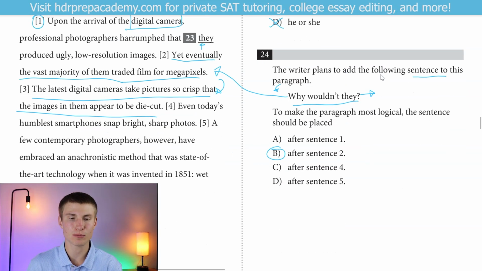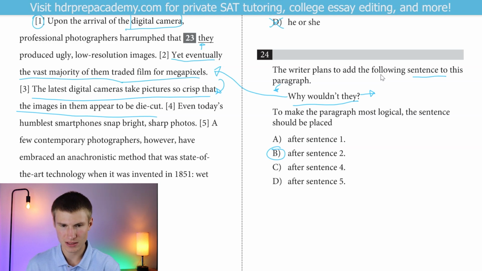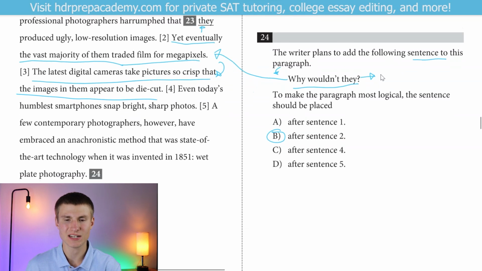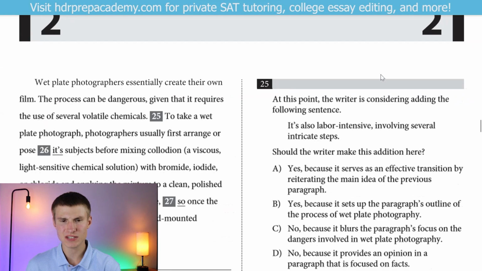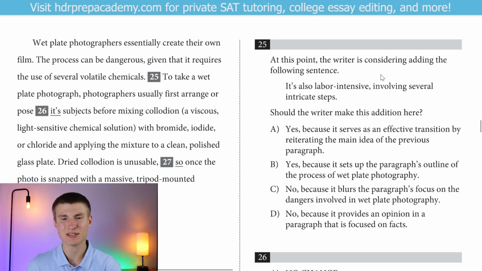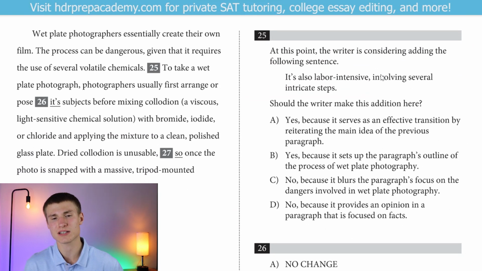All right, then we have, even today's humblest smartphones snap bright, sharp photos. A few contemporary photographers, however, have embraced an anachronistic method that was state-of-the-art technology when it was invented in 1851, wet plate photography. Wet plate photographers essentially create their own film. The process can be dangerous given that it requires the use of several volatile chemicals.